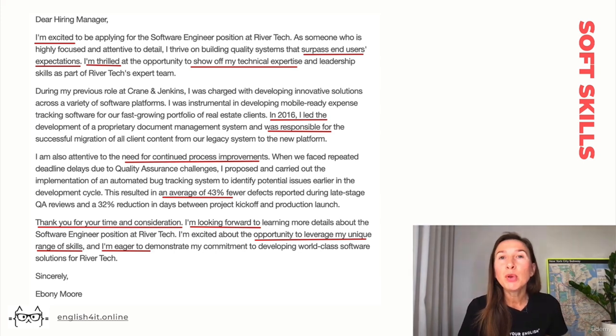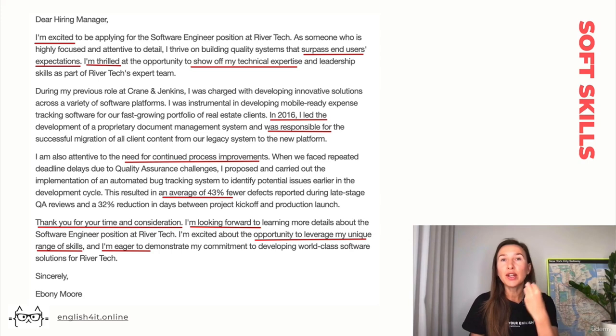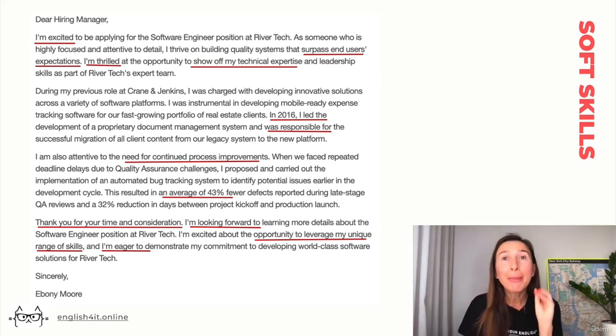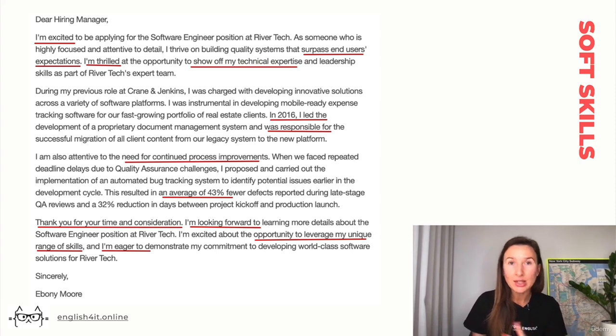You see, native speakers don't say "I'm interested." This is what non-native speakers like to say, like, "I'm interested in this position." No, "I'm excited," "I'm thrilled," "I'm eager," right? Again, if you want to translate these phrases into your native language, they will sound awkward. But in English, they sound great, okay? So instead of saying "I'm interested," say "I'm excited," "I'm thrilled," "I'm eager."